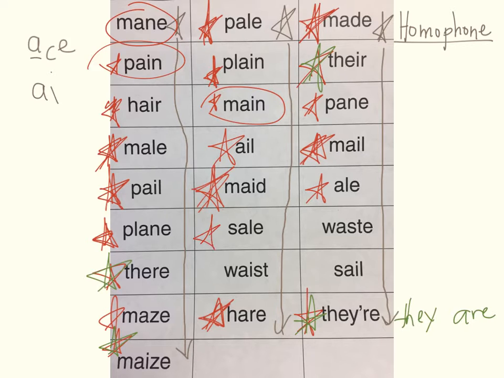Then we have sale and sail. This first sale is money off of an item at the store. And this sail is kind of like that piece of fabric that is connected to the boat that the wind catches to make the boat move. And then our last words, we have waist and waste. This first waist would be like around your stomach, that's your waist. And then this waste would be something that you don't need anymore, that you could throw away.